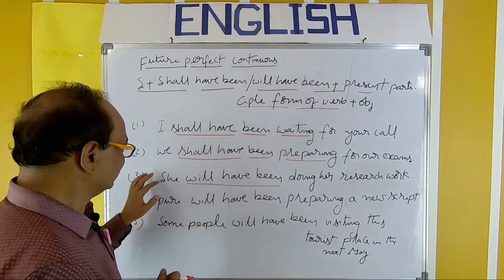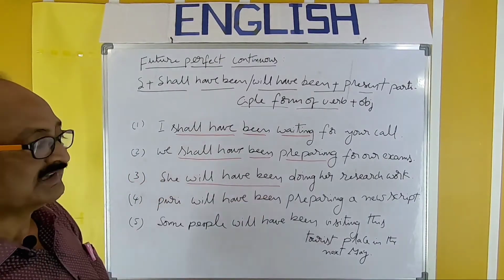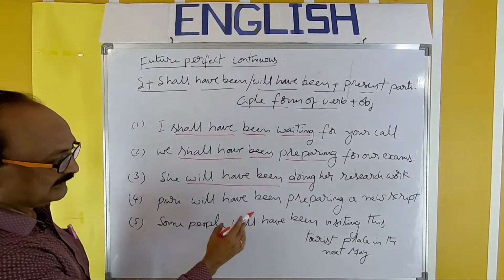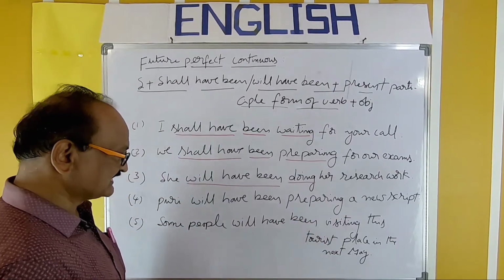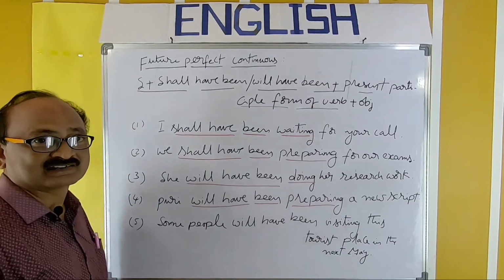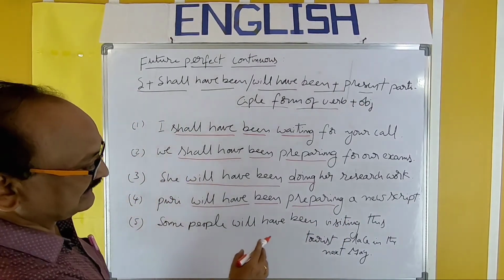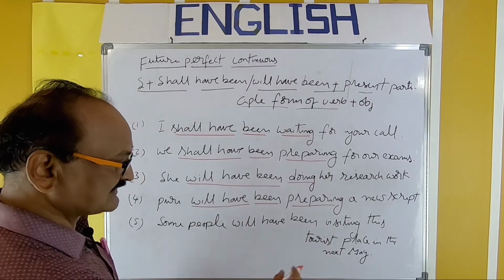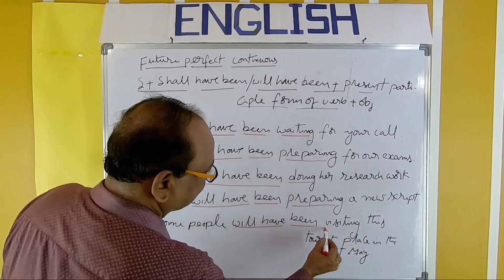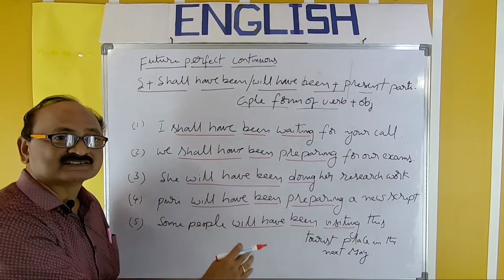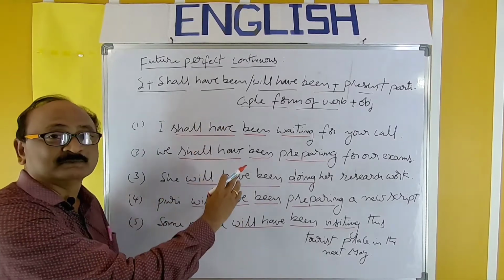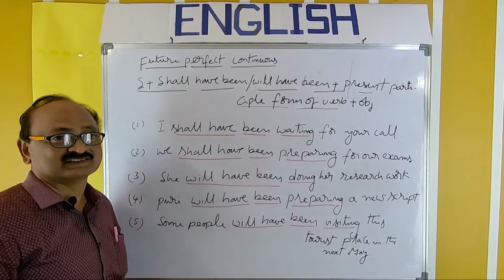So like this. She will have been doing her research work. Puri will have been preparing a new script. Will have been preparing. So that is the pattern. Some people will have been visiting this tourist place in the next May. So this is the basic pattern with the different examples. So you have to follow the basic pattern and practice like this.